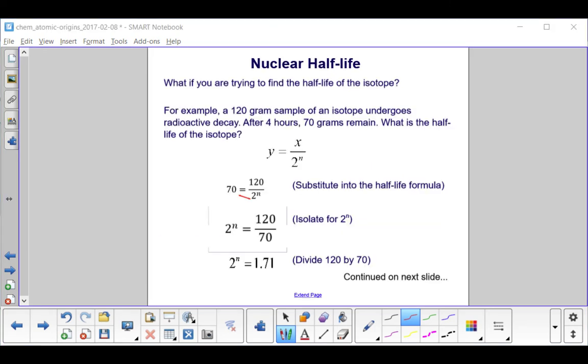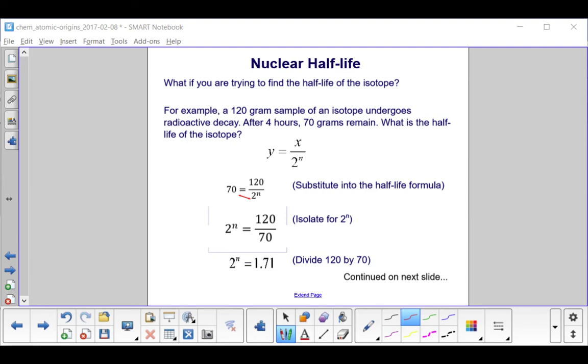All right, so what if you're trying to find the half-life of an isotope? For example, a 120 gram sample of an isotope undergoes radioactive decay. After 4 hours, 70 grams remains. What is the half-life of the isotope? So starting with our half-life equation, we put our final amount, 70, in for y, equal to our initial amount, 120, in for x, over 2 to the n.